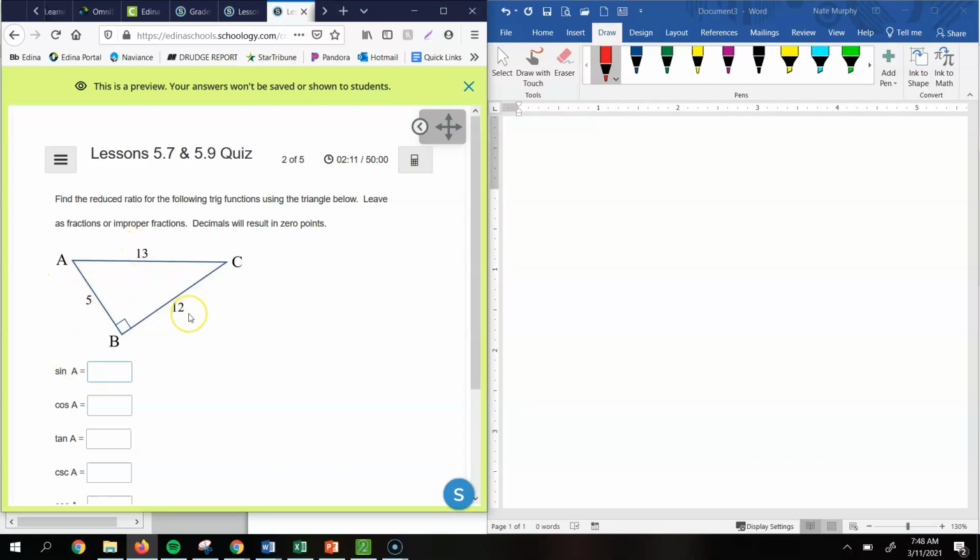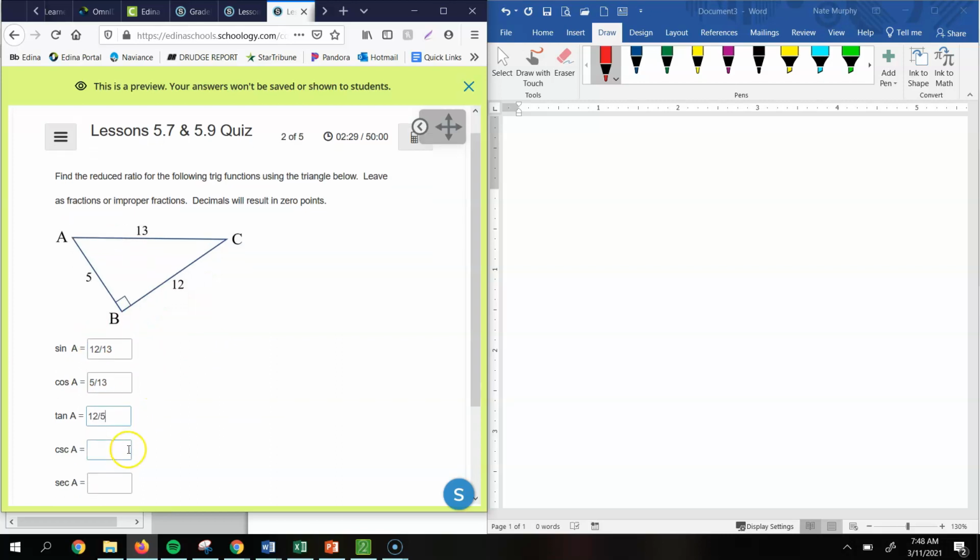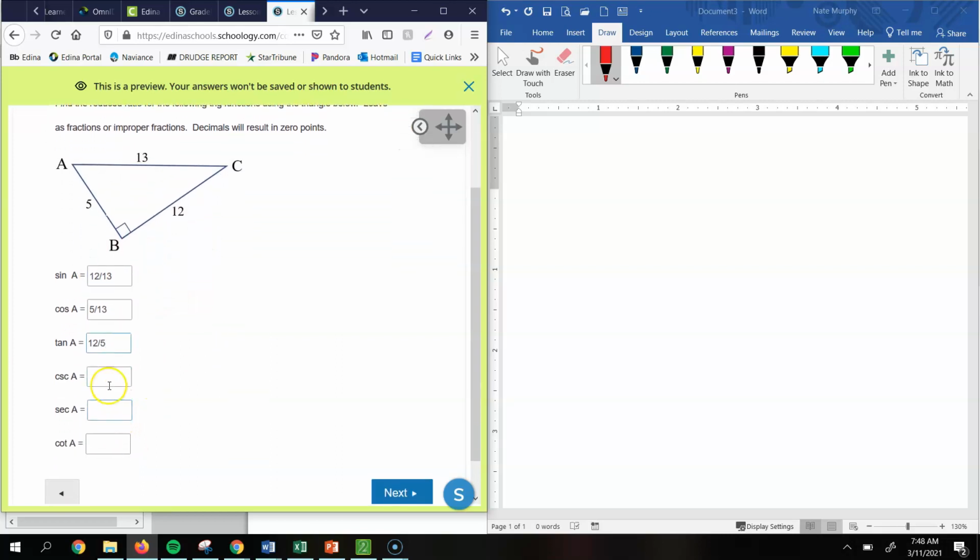The opposite side would be 12. The hypotenuse would be 13. Now, that can't be reduced. If it could be reduced, I'd want to reduce it, but 12 13ths can't be reduced. Cosine of A would be the adjacent leg over the hypotenuse, so we'd have 5 over 13, and that can't be reduced either. And the tangent of A would be opposite over adjacent leg, so it would be 12 divided by 5. And that can't be reduced. So none of those can be reduced there.